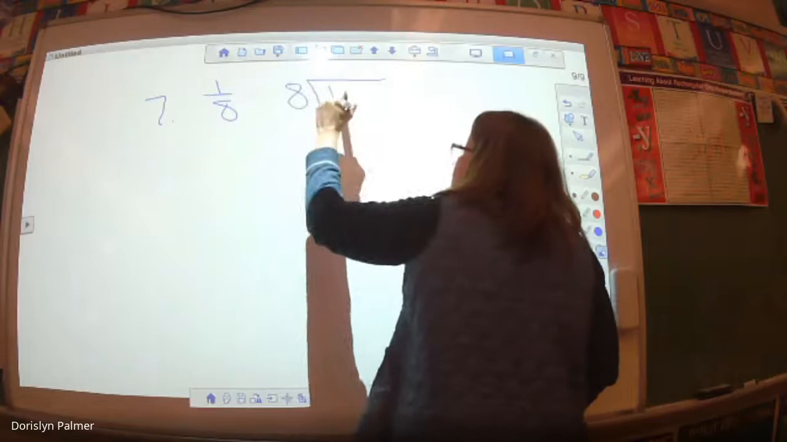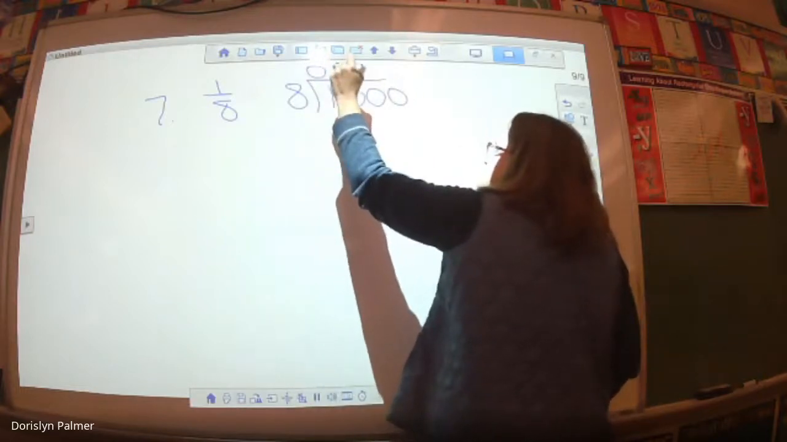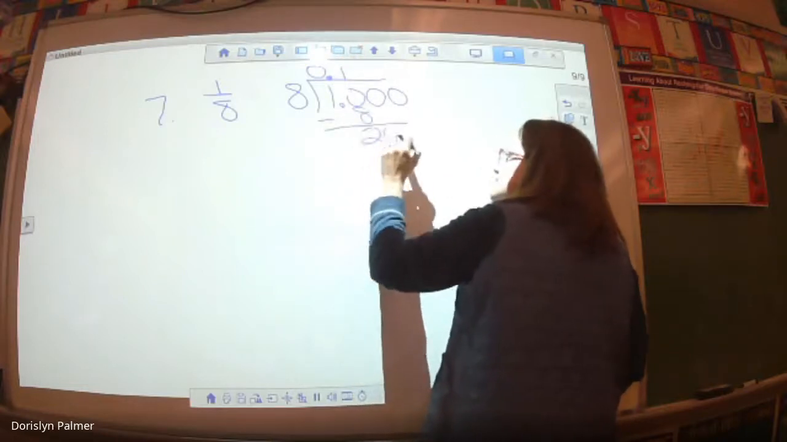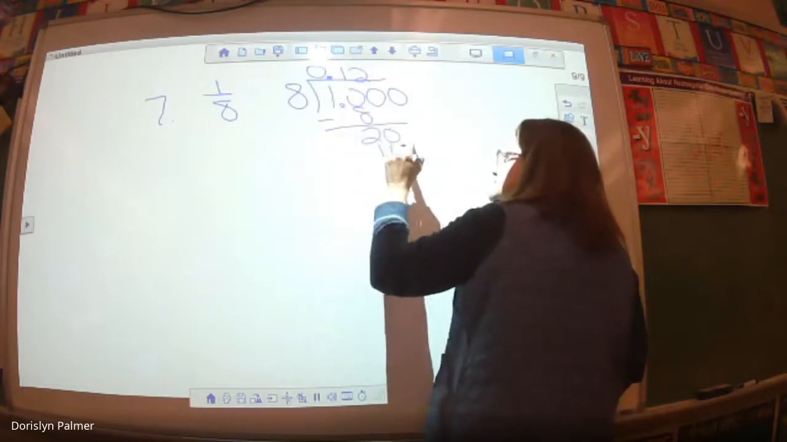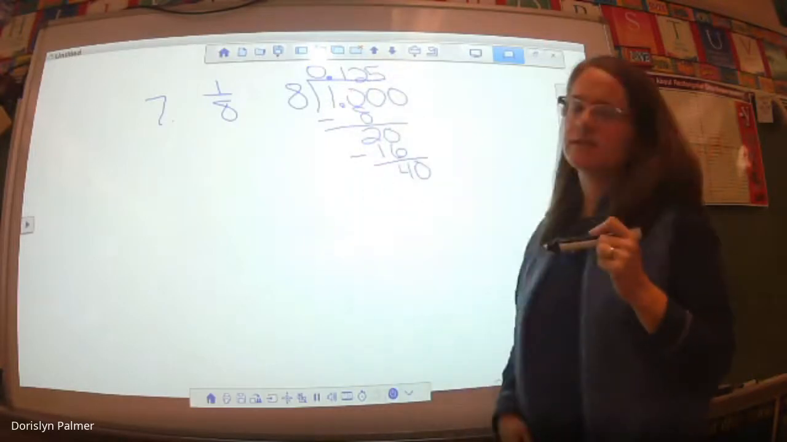You're going to need some space, right? We'll add some zeros. 8 goes into 10 once. We subtract, bring down our 0. 8 goes into 20 twice. We subtract. I got it. Our 0, and it comes out even. So 1/8 is 0.125. Darn it, I had it first.